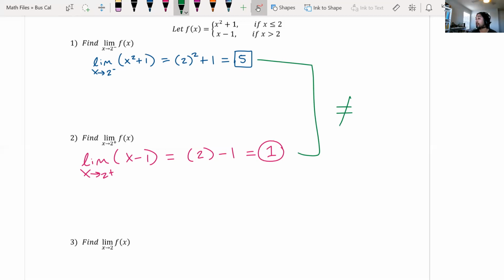Are those equal? No. So this means that the limit as x approaches 2 from both sides of f of x, in the words of the great Lindsay Lohan, the limit does not exist.